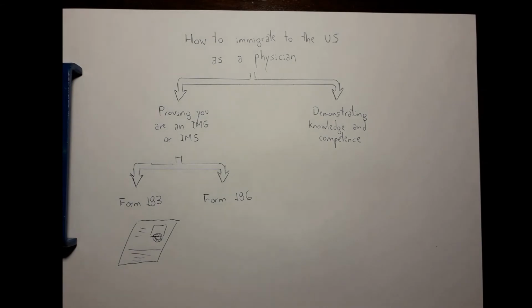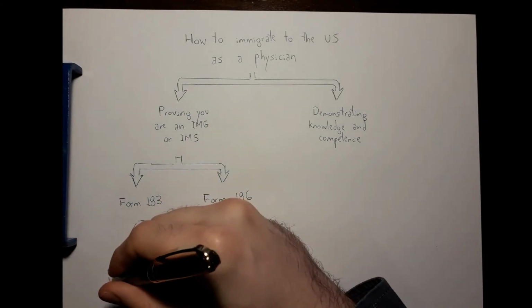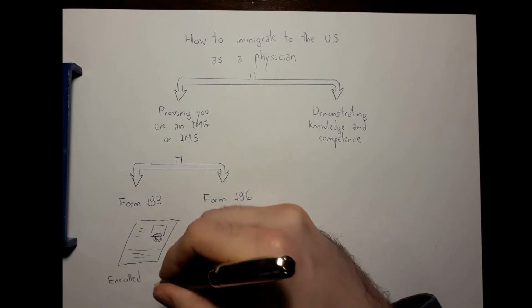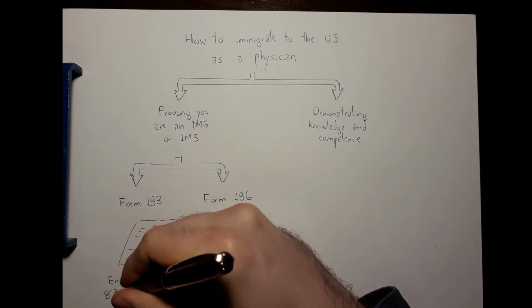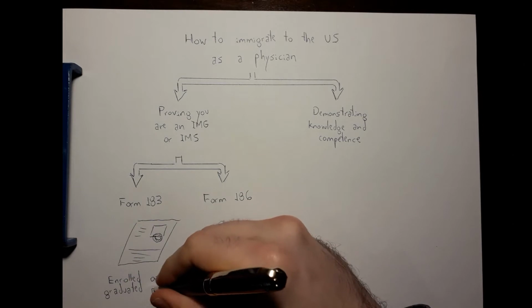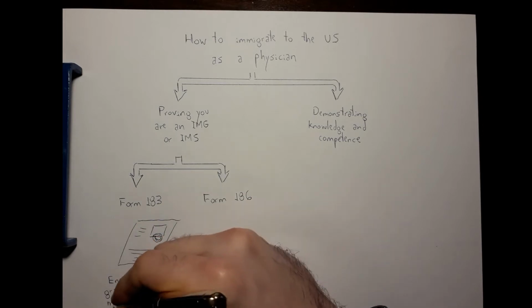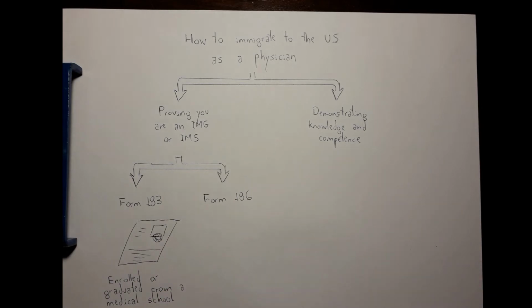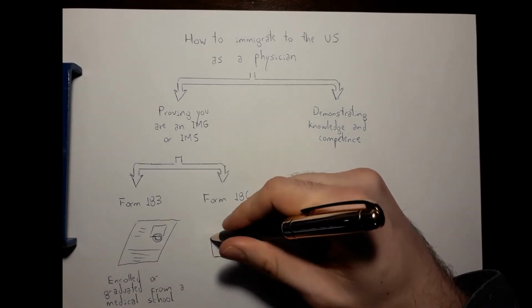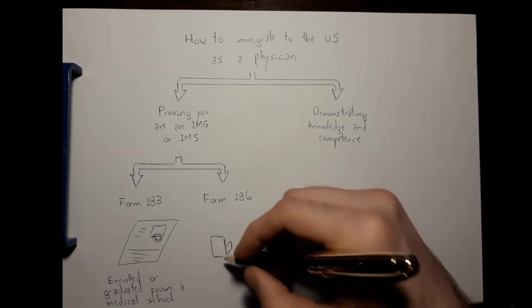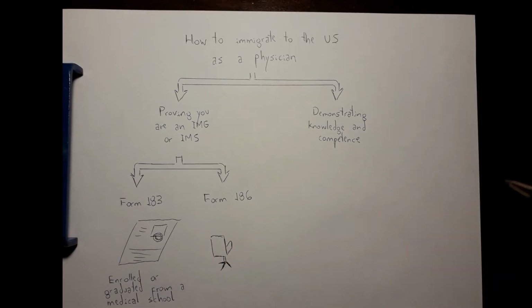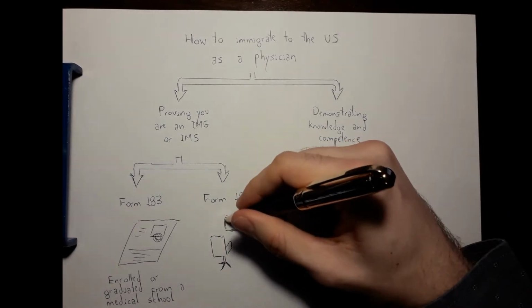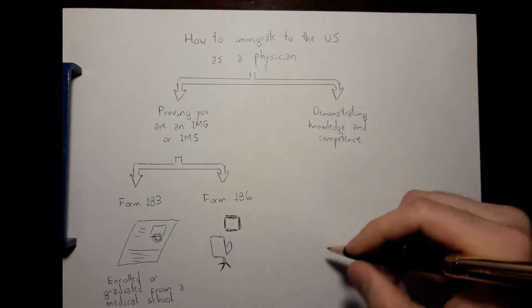Actually, you need to take Form 183 to your school so that they can send it to the ECFMG. Exceptions may apply if your school has a direct internet connection with the ECFMG system. You also need to submit Form 186, which is notarized and proves that you are yourself. This can be done through a quick camera video.